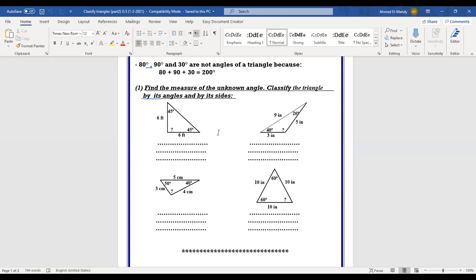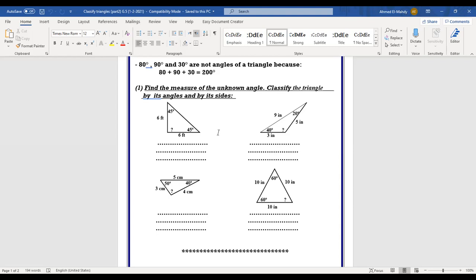In the right triangle, if you remember, we said we have one right angle. What is the measure of the right angle? 90 degrees. The second one, obtuse triangle. If you have one obtuse angle, the triangle will be an obtuse triangle. The measure of the obtuse angle is more than 90 and less than 180. The third kind, acute triangle. If the 3 angles of the triangle are acute, the triangle will be acute. The measure of the acute angle is more than 0 and less than 90. This is the first case, according to measure of its angles.